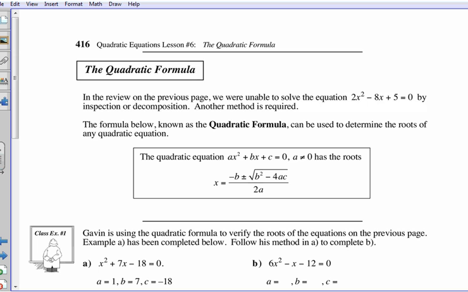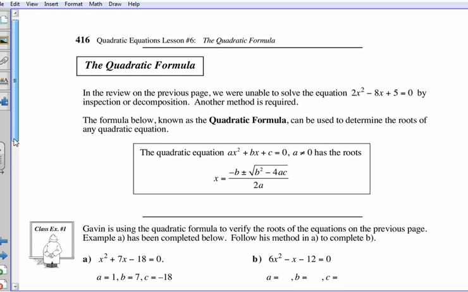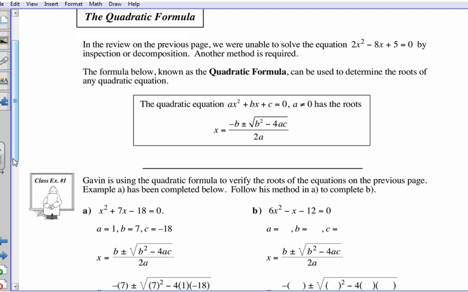The quadratic formula. The quadratic formula, if you can't factor it, we can still find the roots. And even if you don't factor it, this way we'll also find the roots. So this will always work to finding the solution.